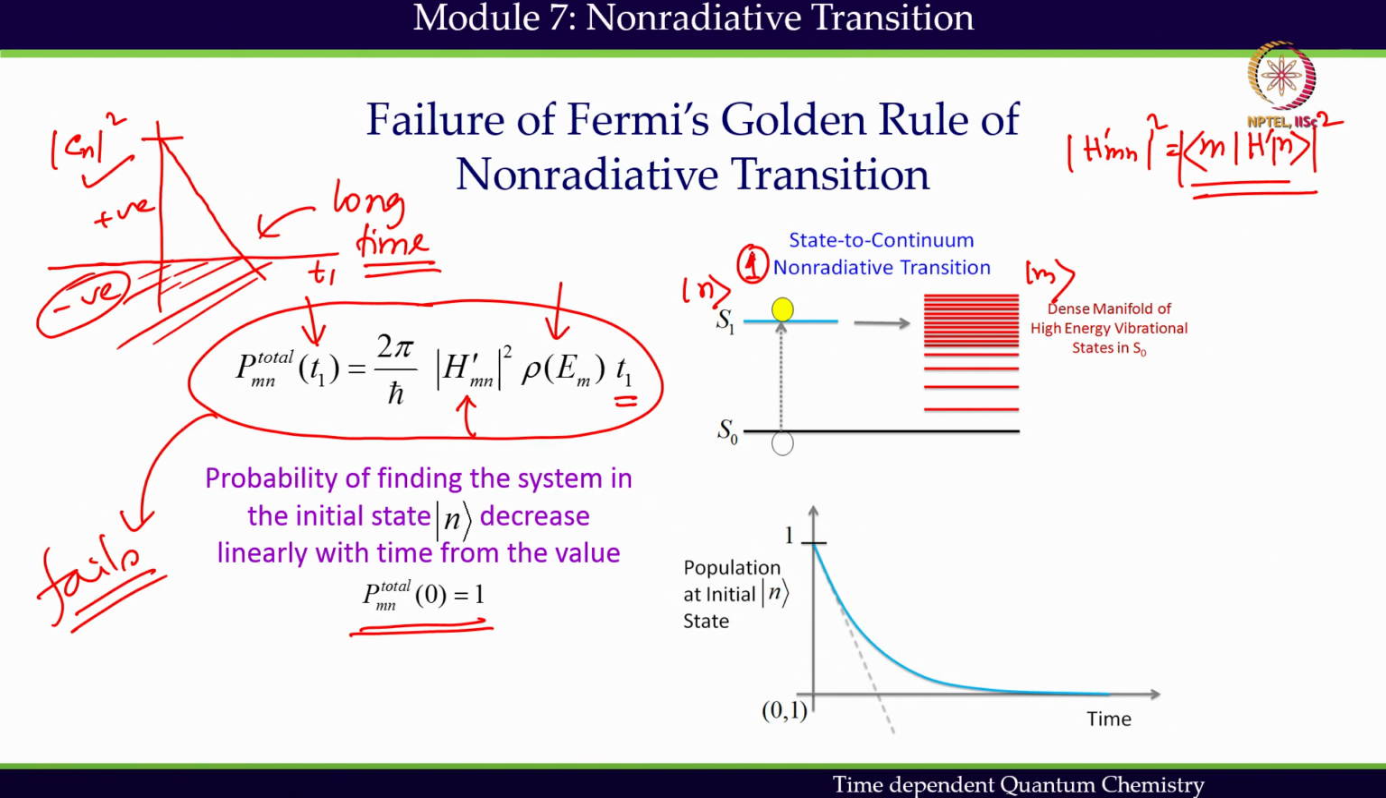The population, if it is starting from 1, can go to 0. It cannot be negative in this state. Negative population, or negative probability of finding the particle in that state, doesn't mean anything. It can be 0, which means that all the population has been transferred to the final state. There is no population anymore in this state. So it can be 0, but less than 0 is not possible. So for a shorter time it's perfectly fine, we can accept that, but it fails to represent the long time behavior of a quantum decay dynamics.